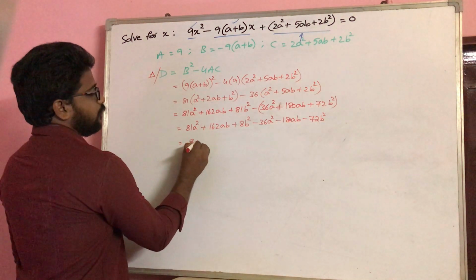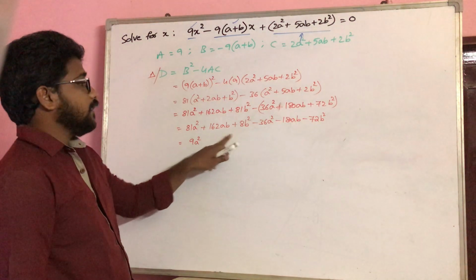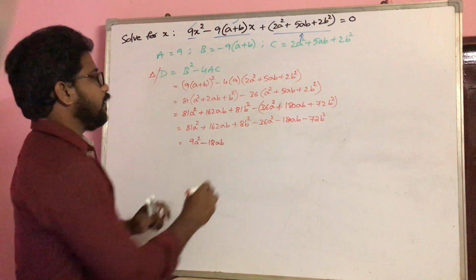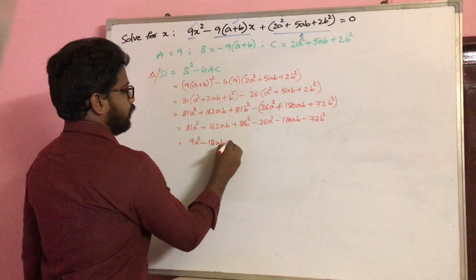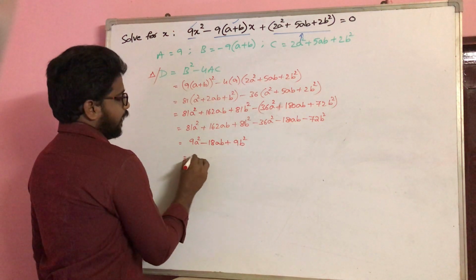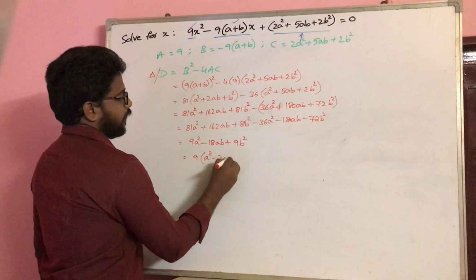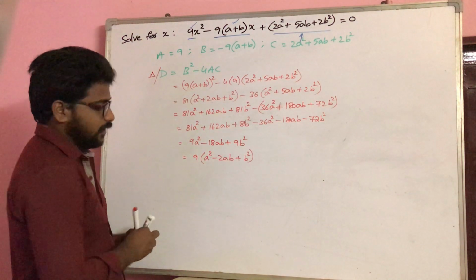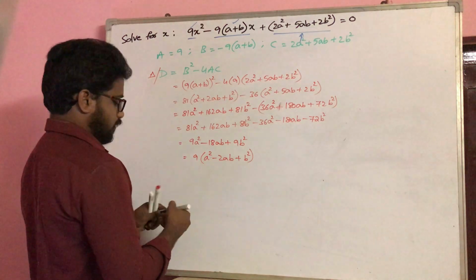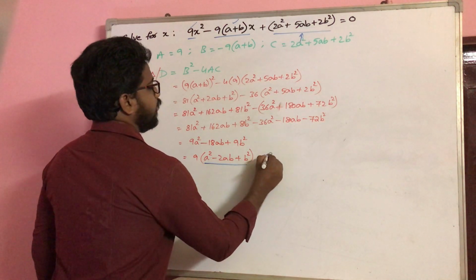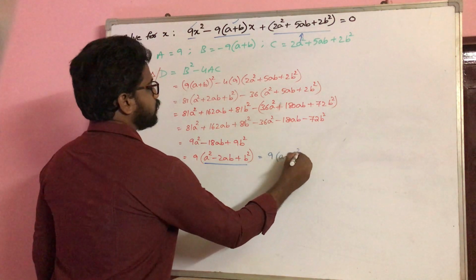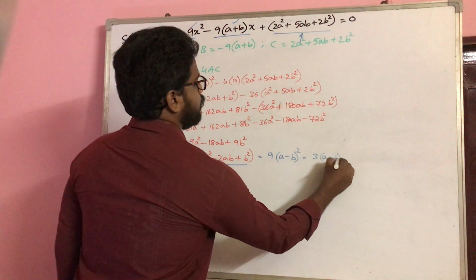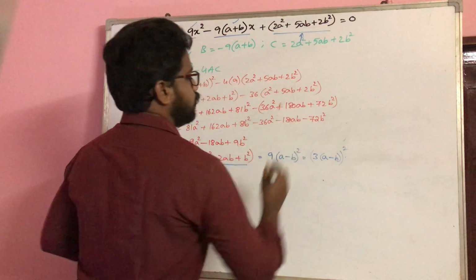Simplified further, this will give you 9a square. 162 minus 180 will give you minus 18ab. 81b square minus 72b square will give you 9b square. You can take 9 as common and you will get a square minus 2ab plus b square. I think by this time you might have understood what this represents. A square minus 2ab plus b square is nothing but a minus b whole square. So 9 can be written as 3 square, and on the whole this entire term can be written as 3 into a minus b whole square.